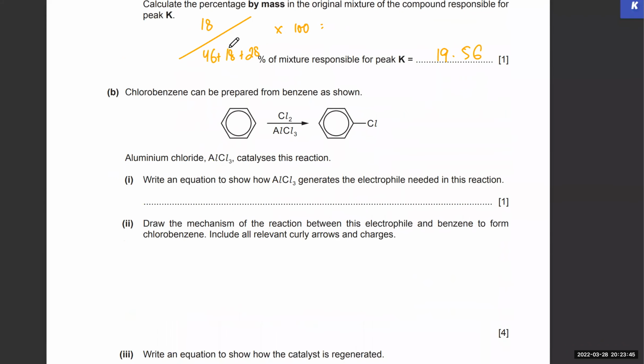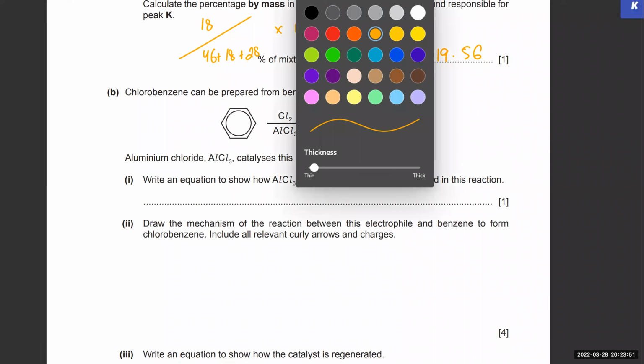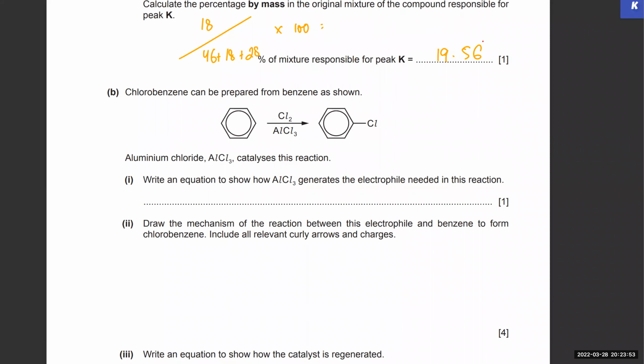Moving to the next question, that's a substitution reaction. Write an equation to show how AlCl3 generates the electrophile needed in this reaction. So how does AlCl3 generate the electrophile? By polarizing the bond, attracting and polarizing the chlorine molecule. But at the moment, he's also asking for the equation, where you had AlCl3, right?